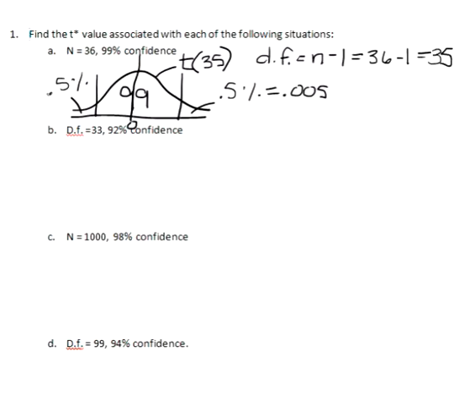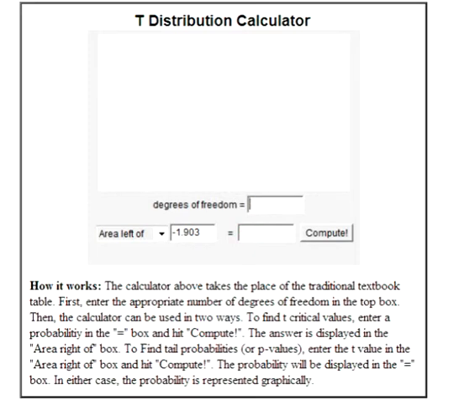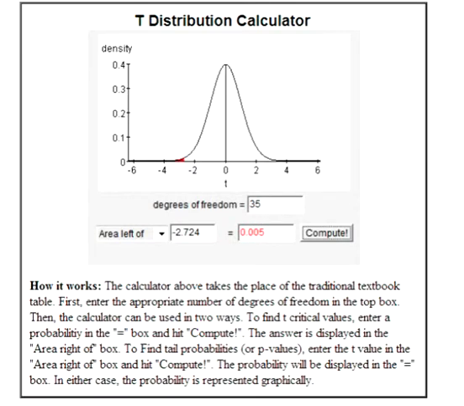So going over to our t-table applet, we need to have 35 degrees of freedom, and we want to have an area of 0.005 for the distribution. When we compute this, we end up getting an answer of negative 2.724.